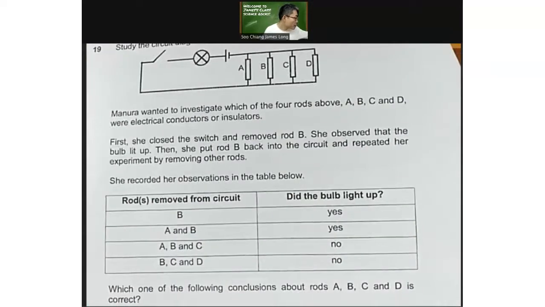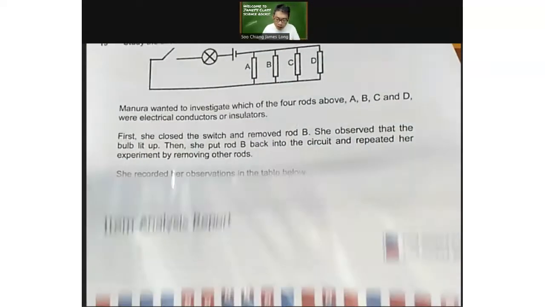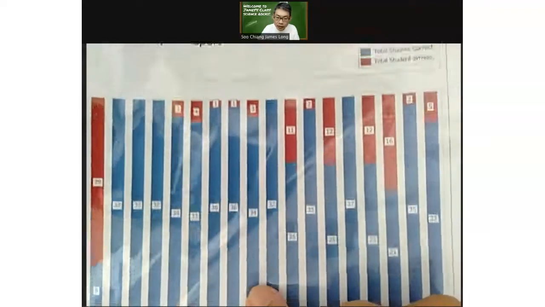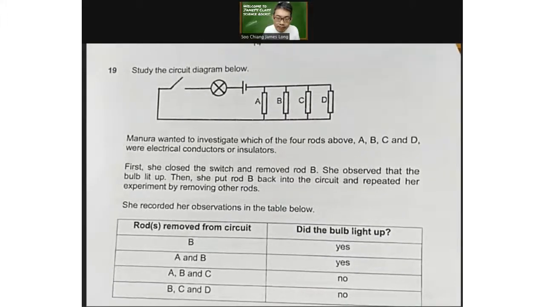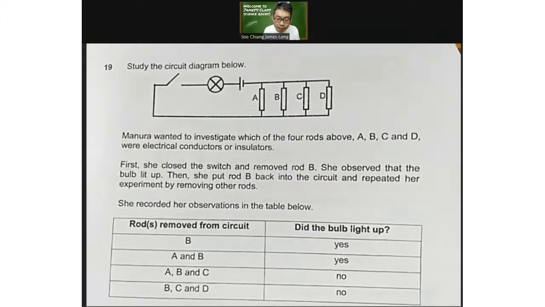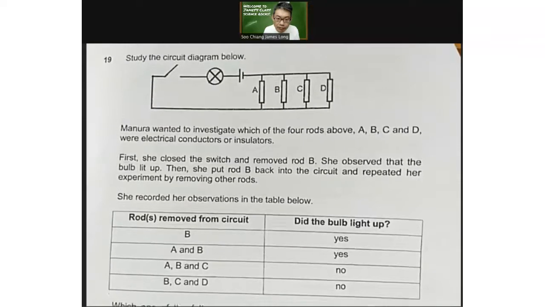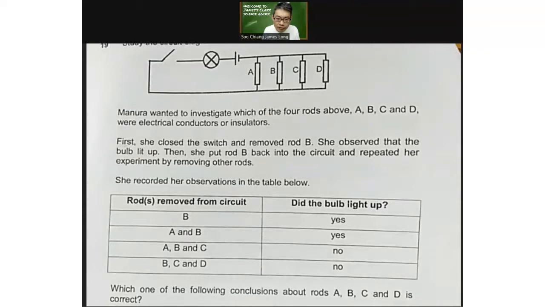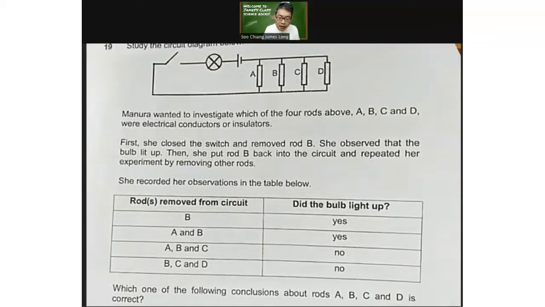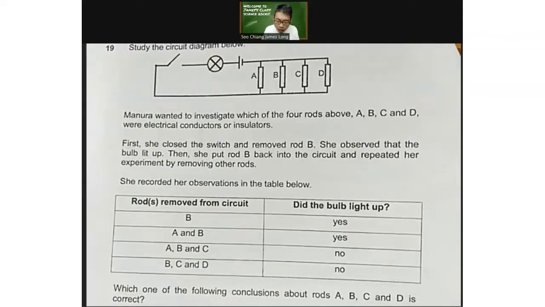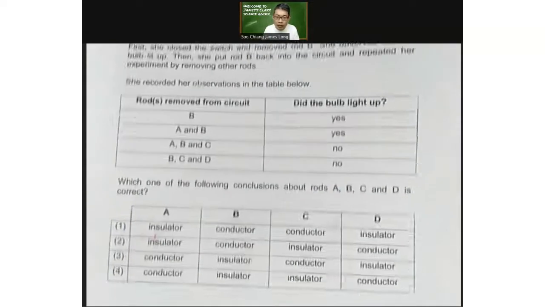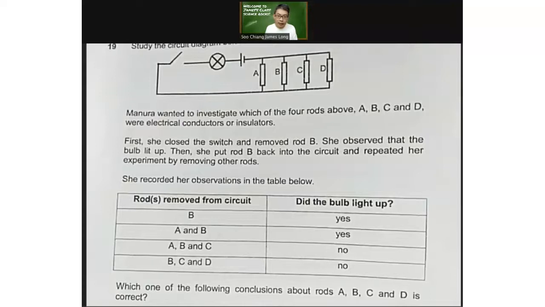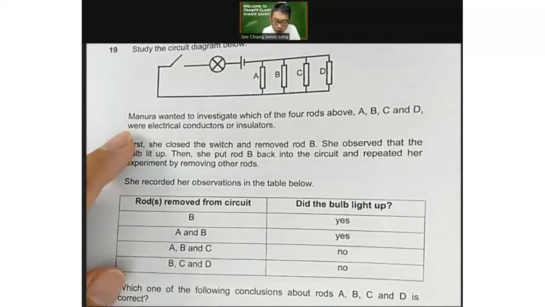Question 19. How did we do for 19? Well, 3 of you didn't get 19 correct. Let's see what is difficult about this for you. Pause and try. Okay, basically, let's see if she recorded her conclusion correctly. So right now, mainly to identify, based on this, which of these are insulators and which of these are conductors of electricity. Now, Manura wanted to investigate which of the 4 rods were electrical conductors or insulators.